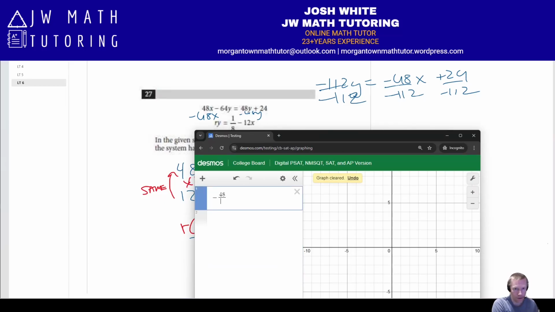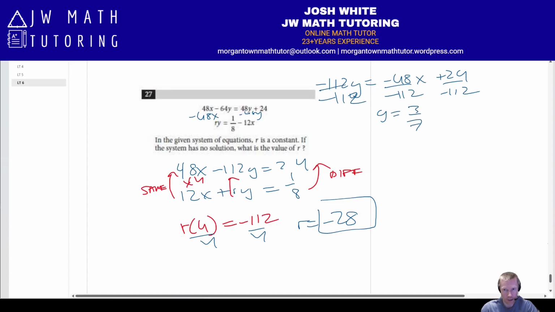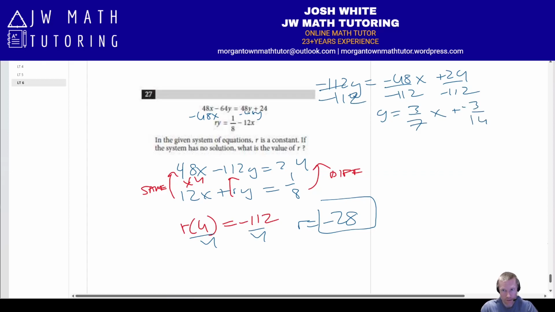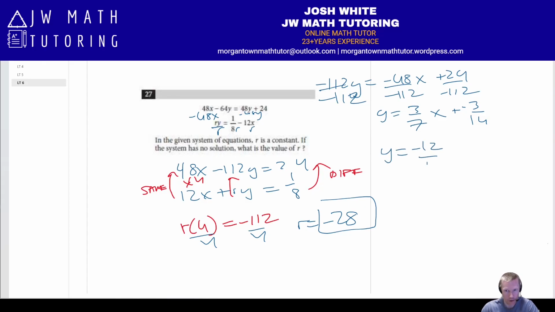Negative 48 divided by negative 112. Let's see what this is. It's 3/7. So y equals 3/7 x plus, I don't know what 24 over 112 is, 3/14. And it's going to be negative, but that part really doesn't matter. Then for the bottom one, all you have to do is technically divide everything by r. So y equals negative 12 over r x plus 1 over 8r.